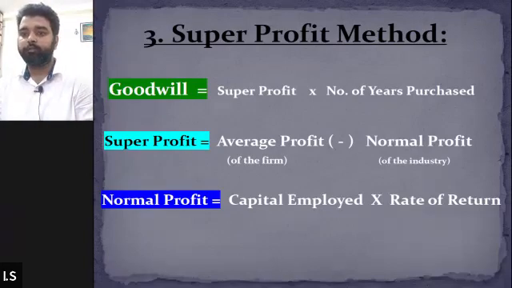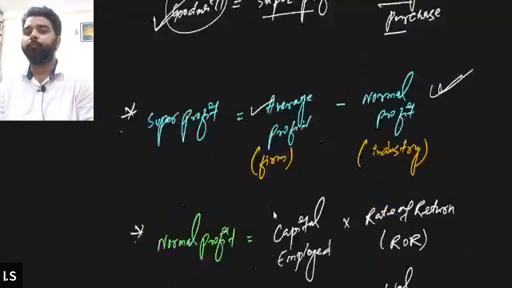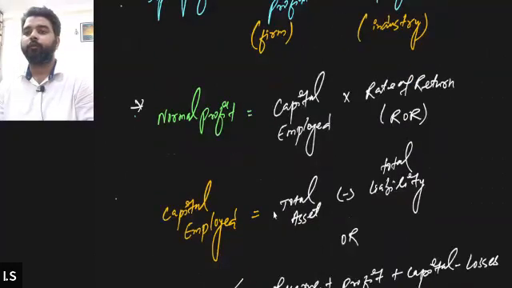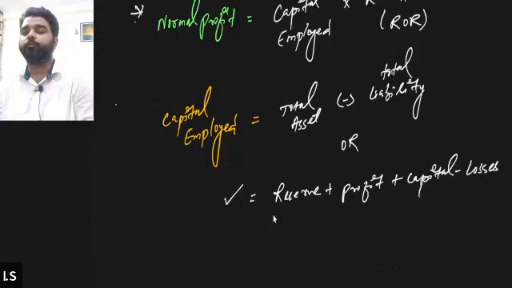And there are two more formulas for finding out the capital employed. We have this formula. Please note this as well. Just let me scroll down. Yeah, please also write this down. Capital employed equals total asset minus liability, or reserve plus profit plus capital plus minus the losses.